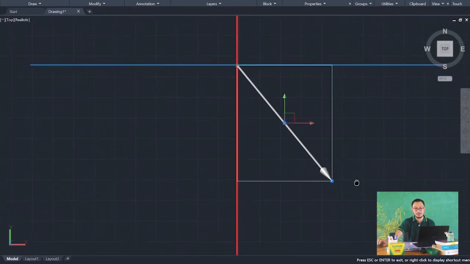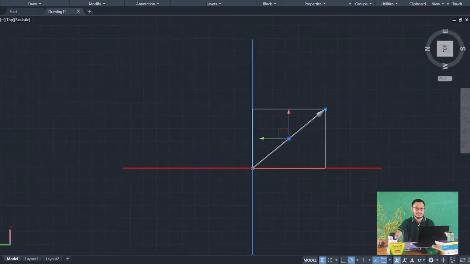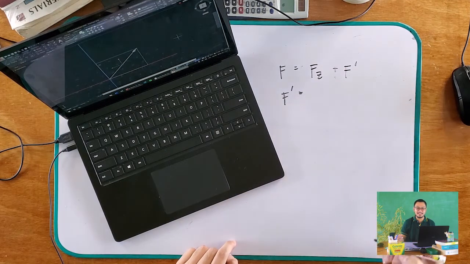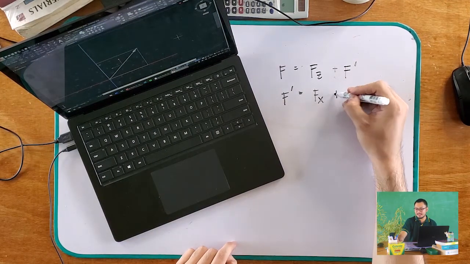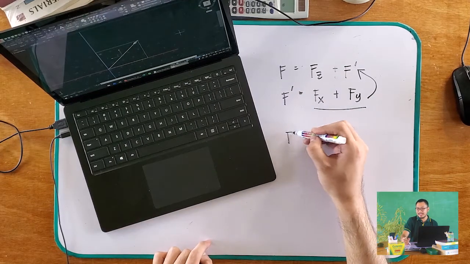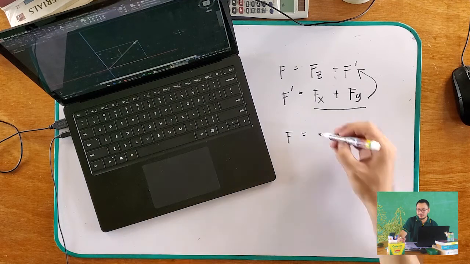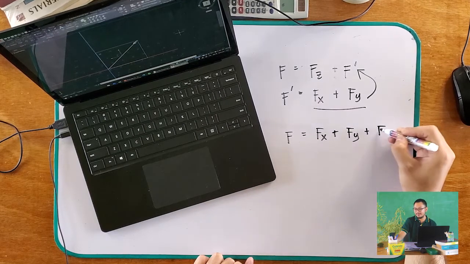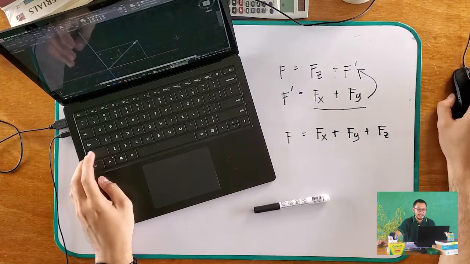So how can you get the components of your f prime? Again, if we rotate it, this is your positive x axis and this is your positive y axis. Okay? So in getting our f prime, basically your f prime is just equal to fx plus fy. Therefore, if you input this into our f prime, basically your f can be summed up of your components fx plus fy plus fz. Okay? So just like that, you have obtained the components of our 3D force F.